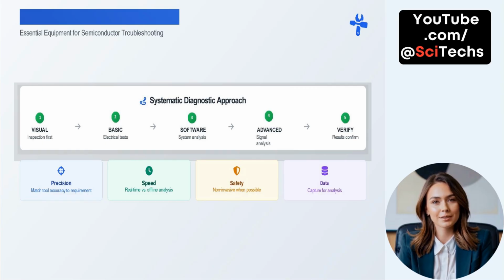Throughout this process, 4 key principles enhance success. Precision ensures you select tools that match the required accuracy. Speed balances real-time and offline diagnostics to avoid downtime. Safety emphasizes non-invasive testing when possible to reduce risks. And data collection allows for future analysis and process improvement. Following this systematic flow prevents guesswork, reduces troubleshooting time, and increases the likelihood of long-term equipment reliability.